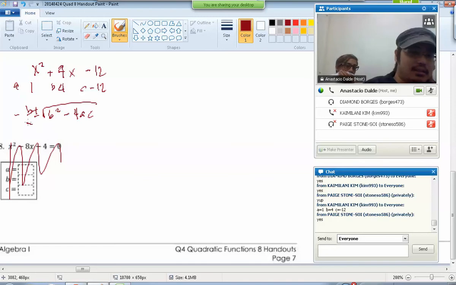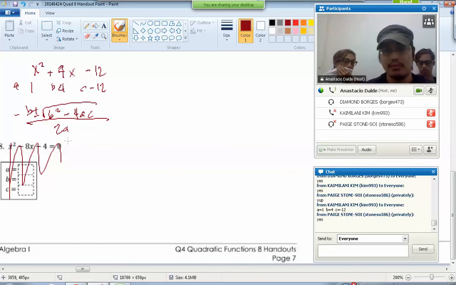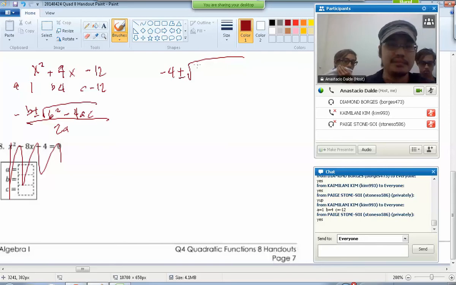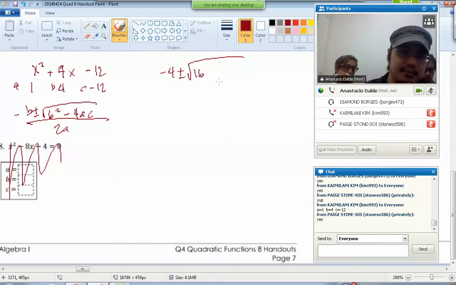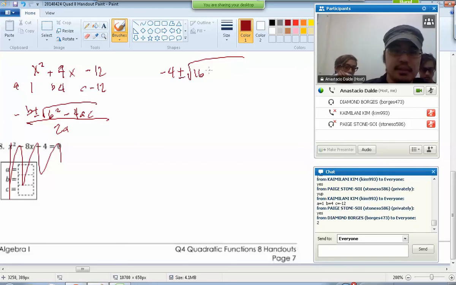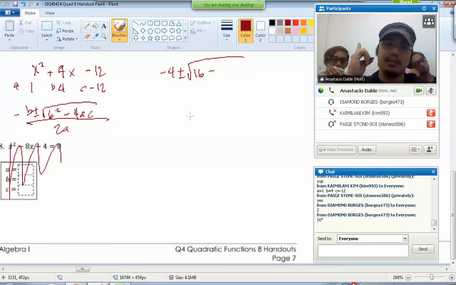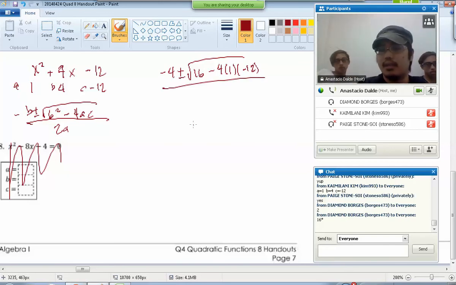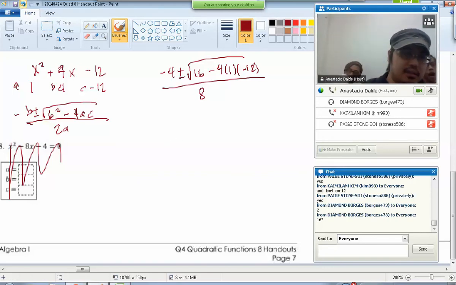All right, put that all over 2a. So if b is 4, that would be negative 4 plus or minus the square root of 4 squared. 4 squared is 16, minus 4 times 1 times negative 12. If I put the parentheses in there, that means times, right? All divided by 2a, which is 2, because a is 1.